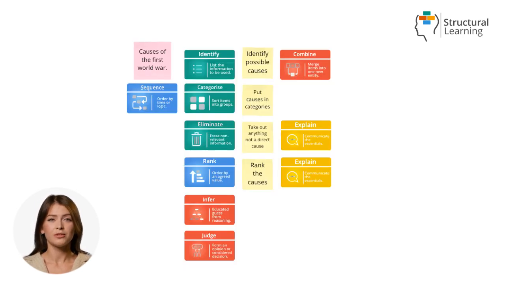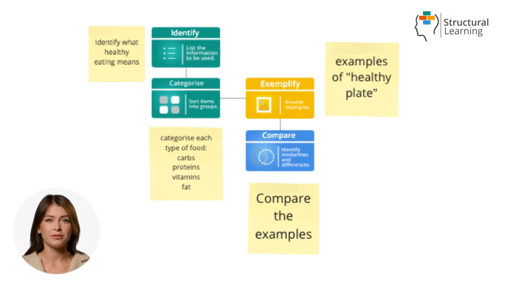For example, the verb sequence might be used to order historical events, steps in a scientific method, or key points in a written argument. The content changes, but the thinking action remains the same. This helps learners build confidence and recognize patterns in how they process information.